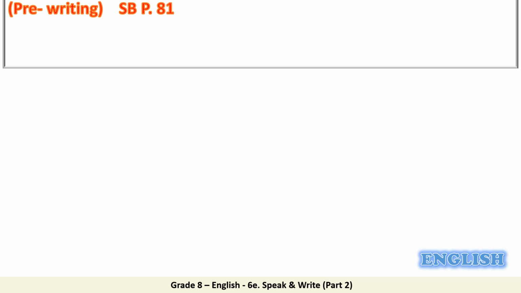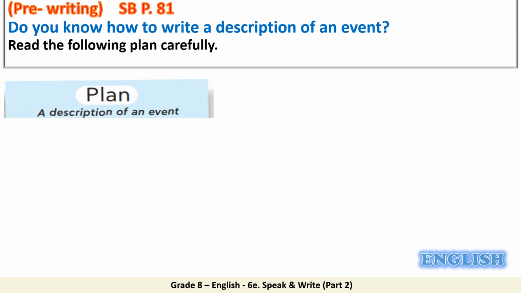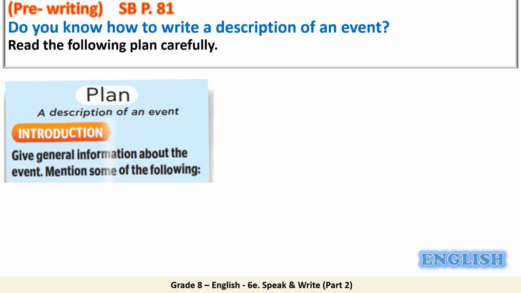Let's move to the pre-writing stage. Kindly open your student book page 81. Before we start, I'd like to ask you this question. Do you know how to write a description of an event? Well, you should read the following plan carefully. Planning a description of an event. While planning a description of an event, you should take into consideration 3 major parts. The first part is called Introduction, in which you give general information about the event.